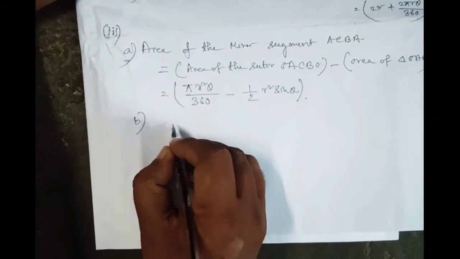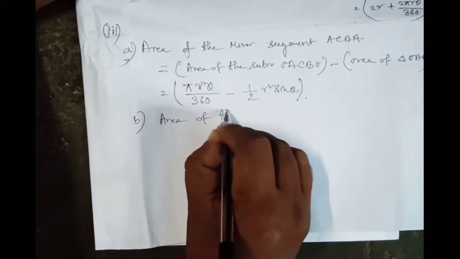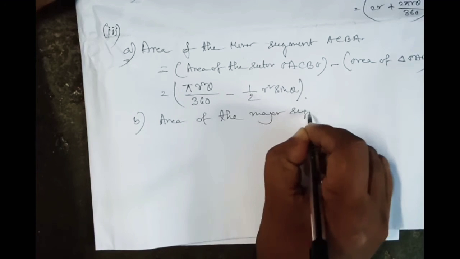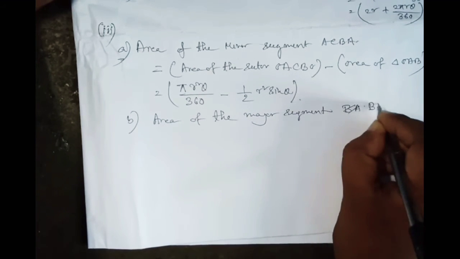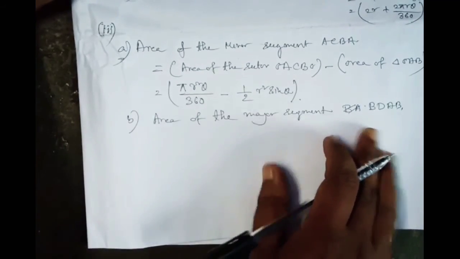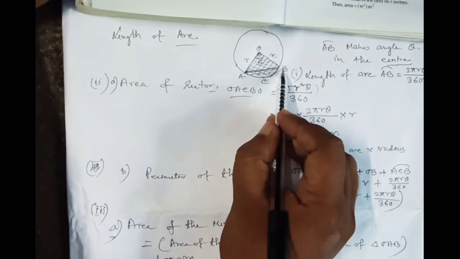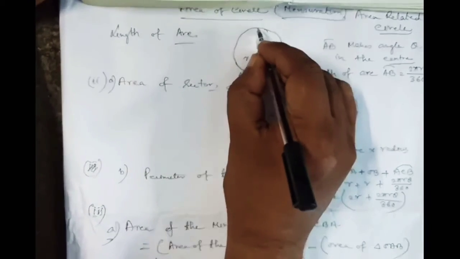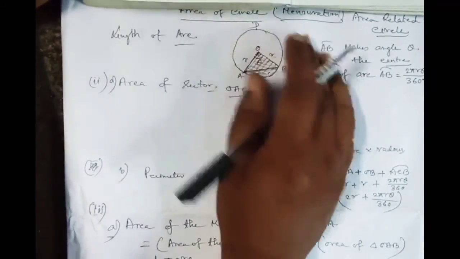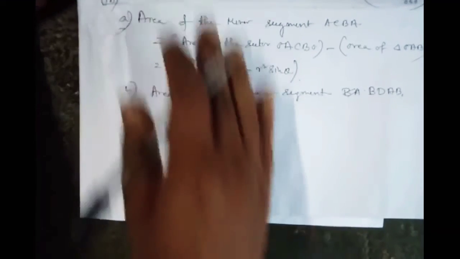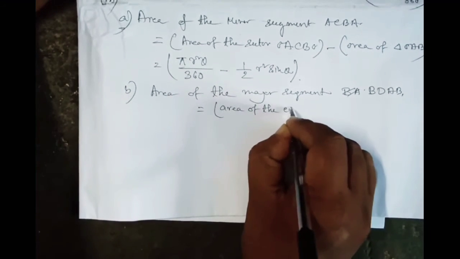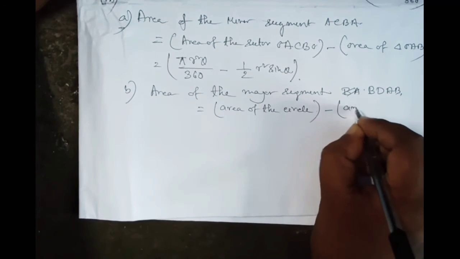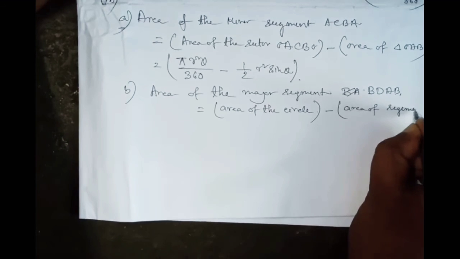Next, area of the major segment. If we name this as D, the major segment BDAB is equal to area of the circle minus area of segment ACBA.